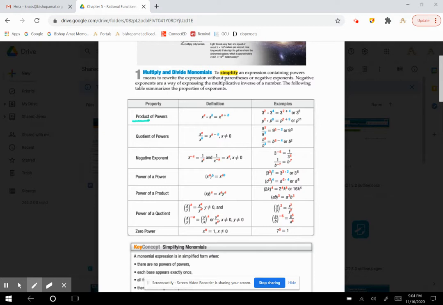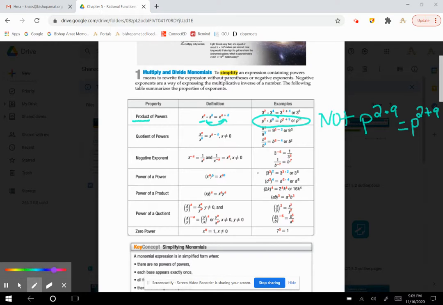Product means multiplication. So when you have x to the a times x to the b, multiplication goes with addition. For example, the easiest one to see is when you're dealing with a variable. So p squared times p to the ninth, you're going to add those together to get p to the 2 plus 9, which is 11. It is not p to the 2 times 9. It's p to the 2 plus 9. When you multiply the variables, you add the exponents.